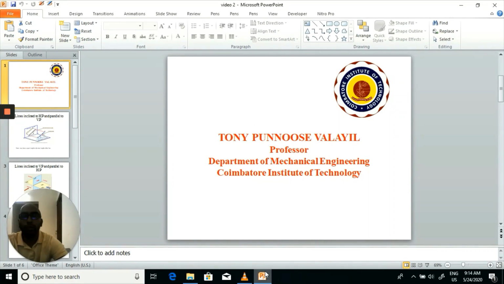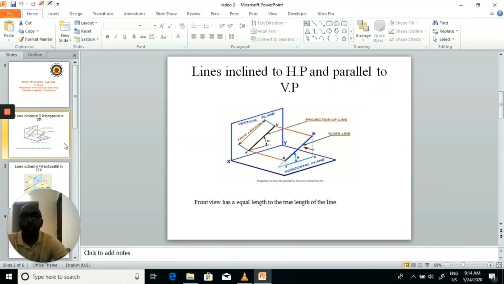In the previous video, we have seen a line which is parallel to both the vertical plane and the horizontal plane. Today we will see a line which is inclined.